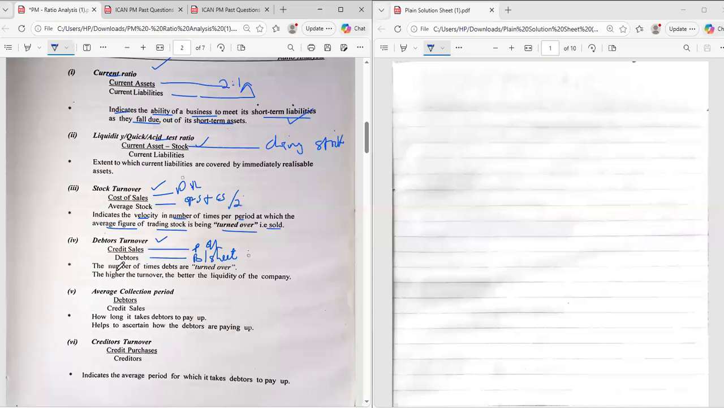Now, this measures the number of times debts are turned over. The higher the turnover, the better the liquidity of the company. So when you say debts are turned over, it's not like you are saying that debts are sold, because I told you that turnover means sold. It's not like debts are sold, but debts are being converted to cash. Let's put it that way. So if your debtors are paying you more, okay, you understand? As they are owing you, they are paying you, they are owing you, they are paying you. It means that you have a good debtors turnover. And what happens is that you get more money.